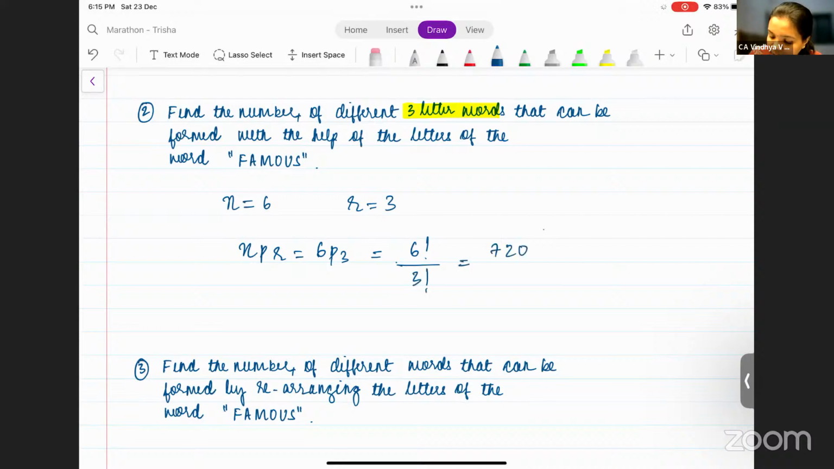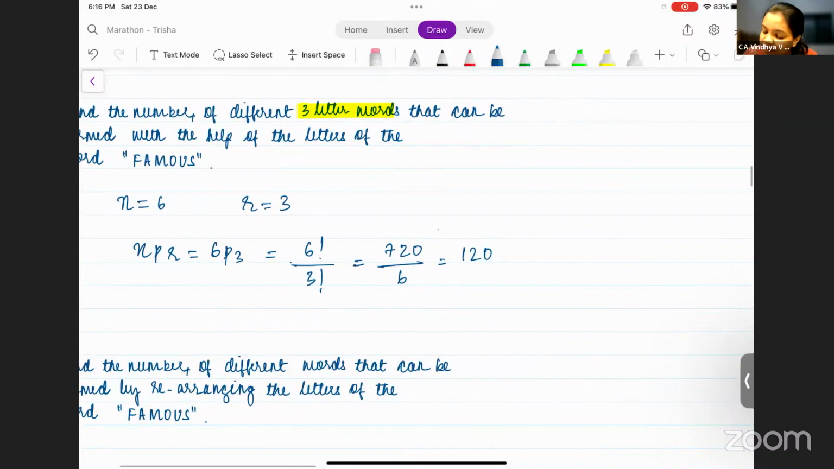So 720 by 6. 720 divided by 6 is equal to 120. I hope this is clear. And the other way of solving this is, for a 3-letter word, there are 6 possible ways, 5 possible ways, and 4 possible ways. 6 into 5 into 4 is 120.